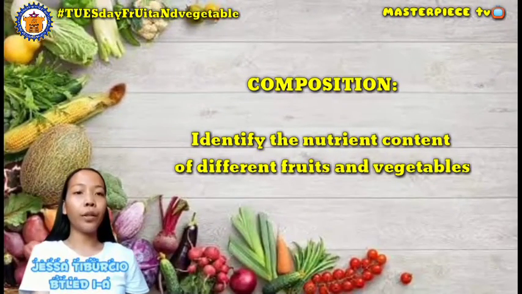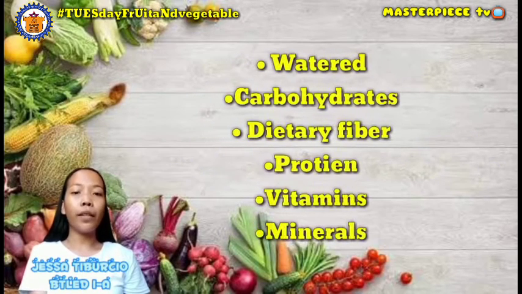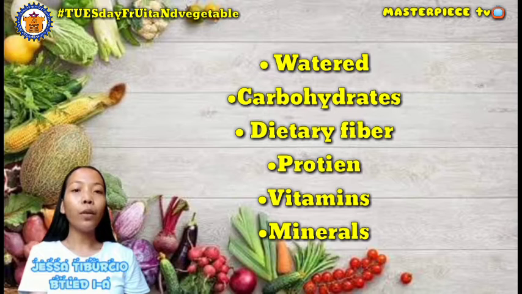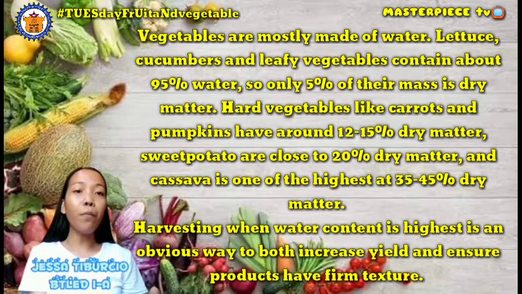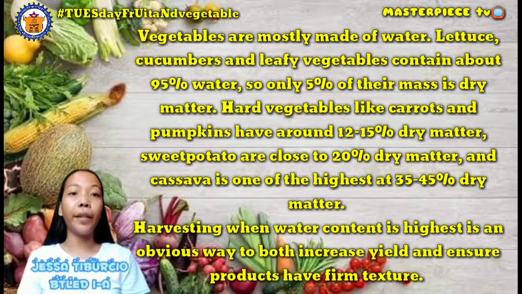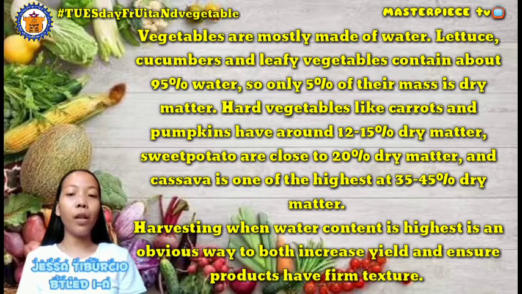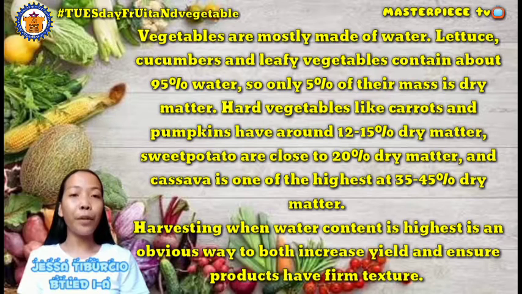Identify the nutrient content of different fruits and vegetables. Vegetables are commonly water. They also contain carbohydrates, dietary fiber, protein, and many vitamins and nutrients that are important for human health. Examples of vegetables that are mostly water are lettuce, cucumber, and leafy vegetables, which contain about 95% water, so only 5% of their mass is dry matter.